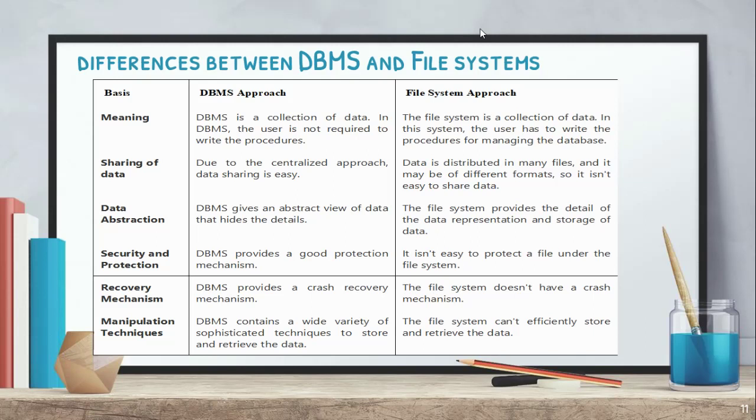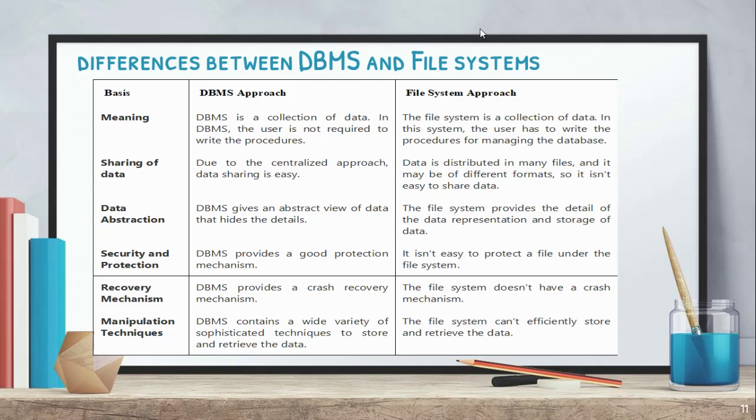Differences between the DBMS and file system. DBMS is a collection of data. In DBMS, the user is not required to write the procedure. The file system is a collection of data. In the file system, the user has to write the procedure for managing the database. Sharing of data. Due to the centralized approach, data sharing is easy. In the file system approach, data is distributed in many files and may be of different formats. So, it is not easy to share the data.